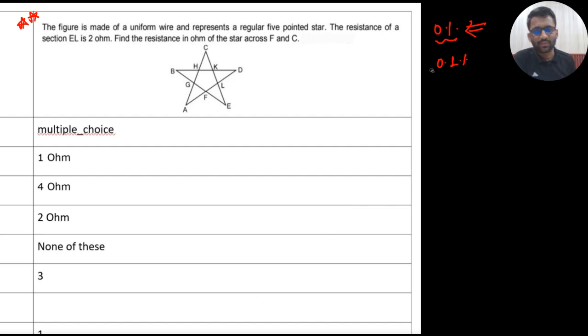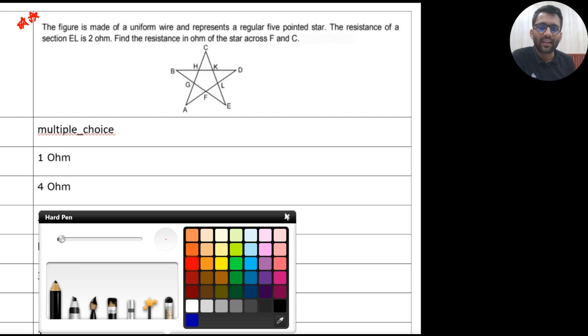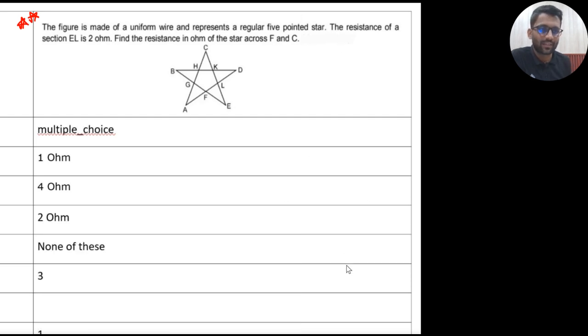This is a uniform wire and represents a regular 5-pointed star. In a regular 5-pointed star, all these sides are equal. Resistance is proportional to length by A. The wire is the same, so A is the same. Now everything comes down to length.